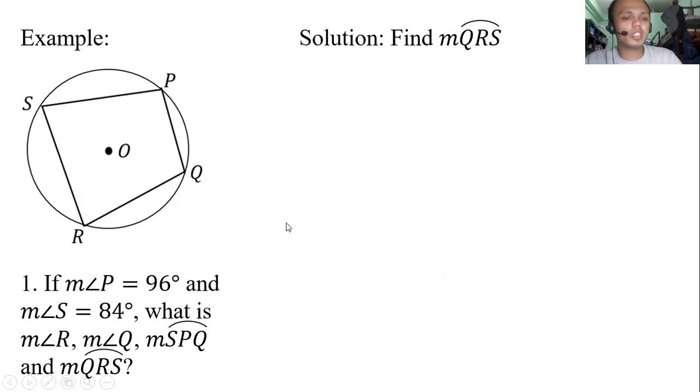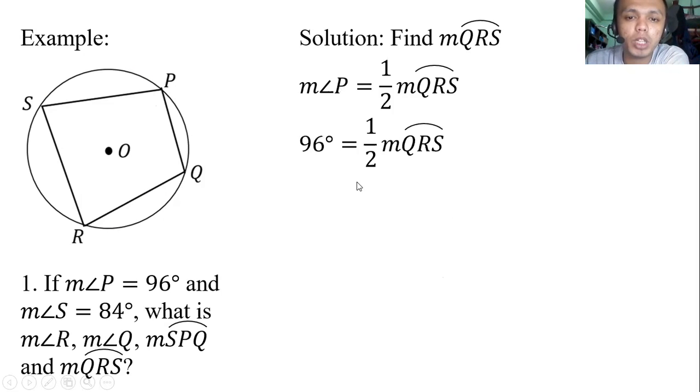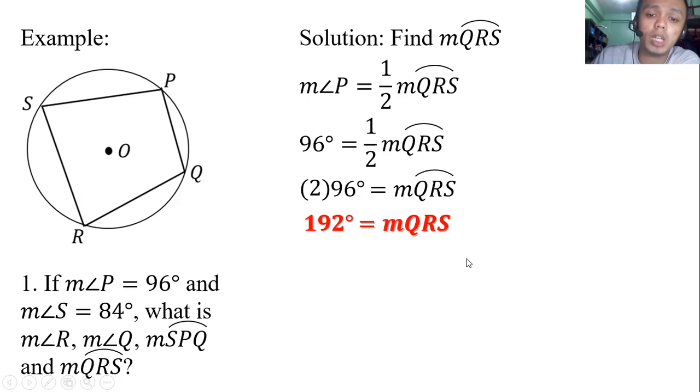Next, measure of arc QRS naman, no? The final one. Now, QRS, ano yung inscribed angle niya? That is angle P. Now, by applying the inscribed angle theorem ulit, no? Substitute your P to 96, then multiply it by 2 so that we can find the measure of arc QRS. 2 times 96, that would be equal to 192 degrees. Okay?